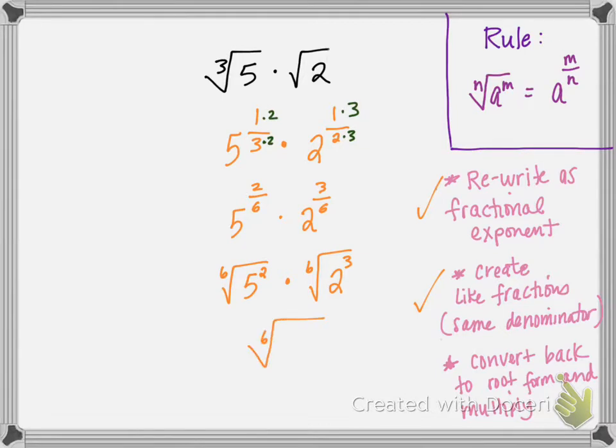So to multiply this together, well, 5 squared is 25, so I'm going to write that down, and then 2 to the third is 8. So if I multiply 25 and 8, I would get 200. So this will be my final simplified answer, the 6th root of 200.